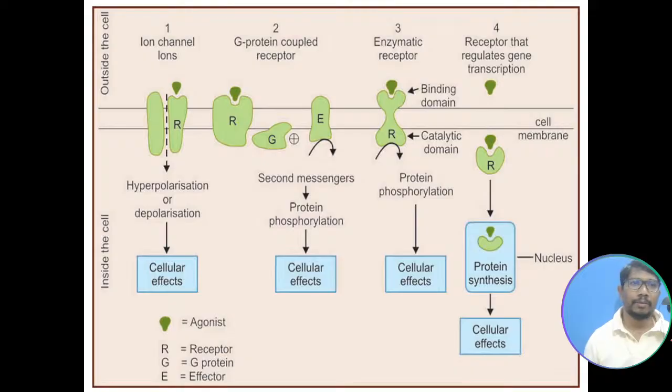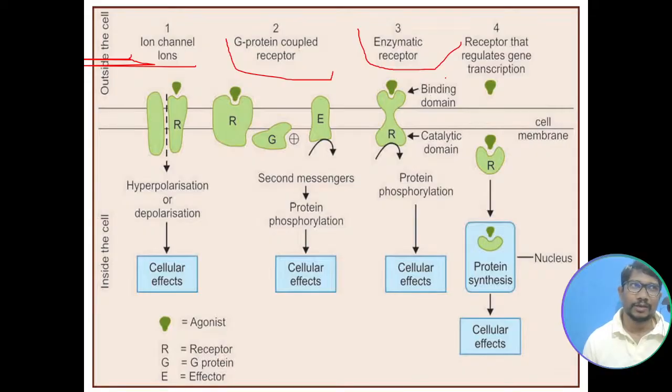We were discussing the receptors, and there are 4 types of receptor, as I told you. First, ion channel or ligand gated ion channel or inotropic receptor. Second receptor is nothing but the G protein coupled receptor. Third receptor is nothing but the enzyme receptor or tyrosine kinase receptor or JAK-STAT receptor.